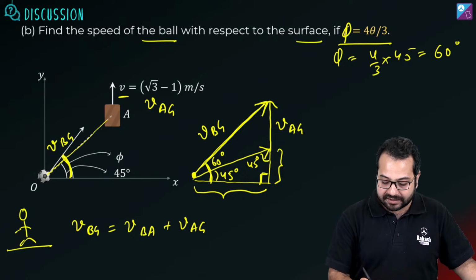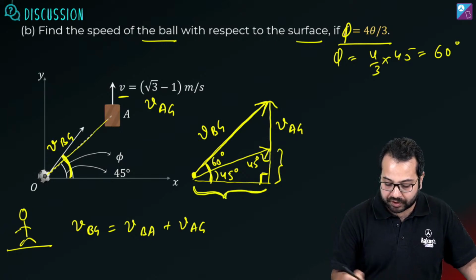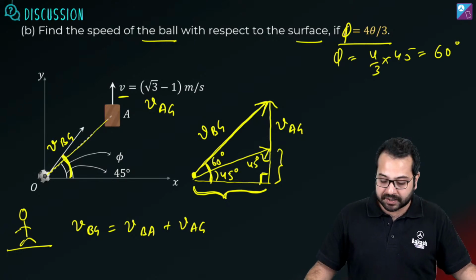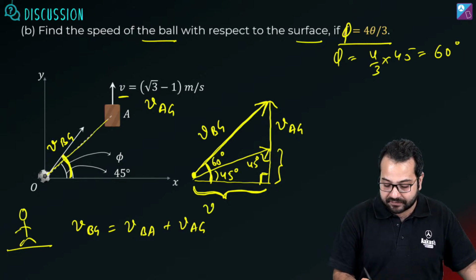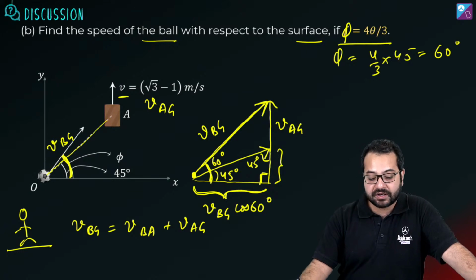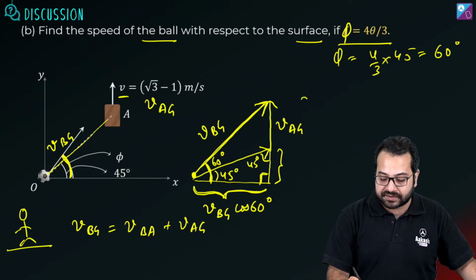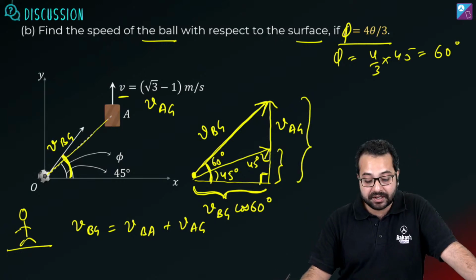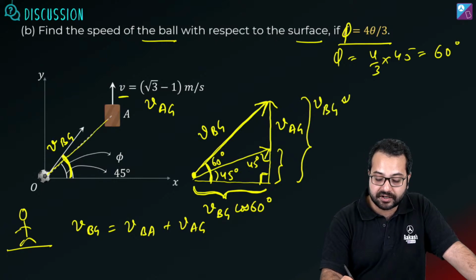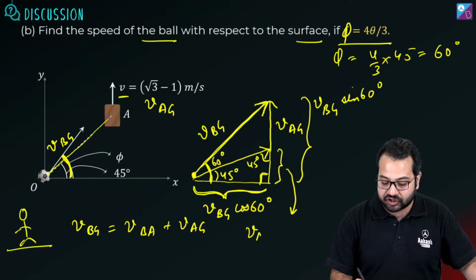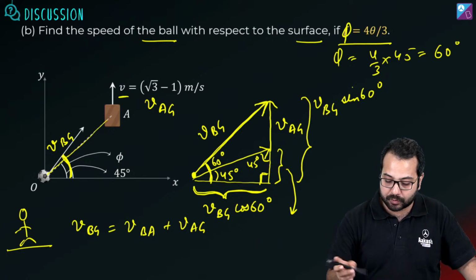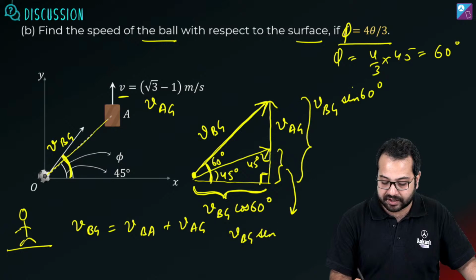Can I say that this distance over here, and I'm asking you to look at the bigger triangle. What is the bigger triangle saying? The bigger triangle is saying that this distance is VBG cos 60 degree. Just look at the bigger triangle. Then this base is going to be VBG cos 60 degree. And what is this going to be? This is going to be VBG sin 60 degree. So what is this length going to be? This length is going to be VBG sin 60 degree minus VAG.